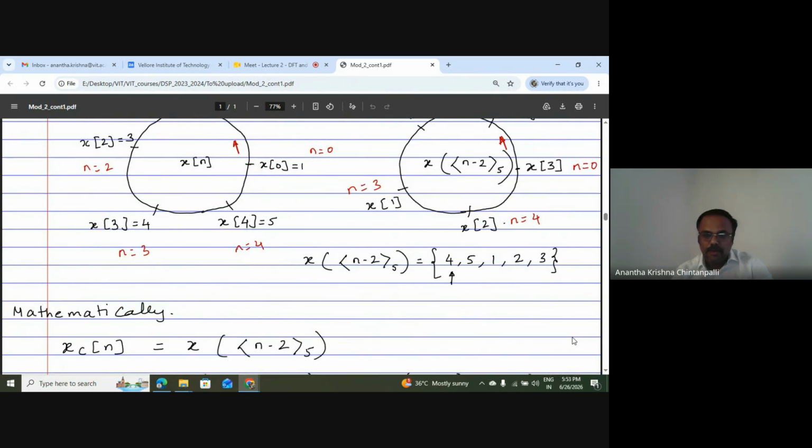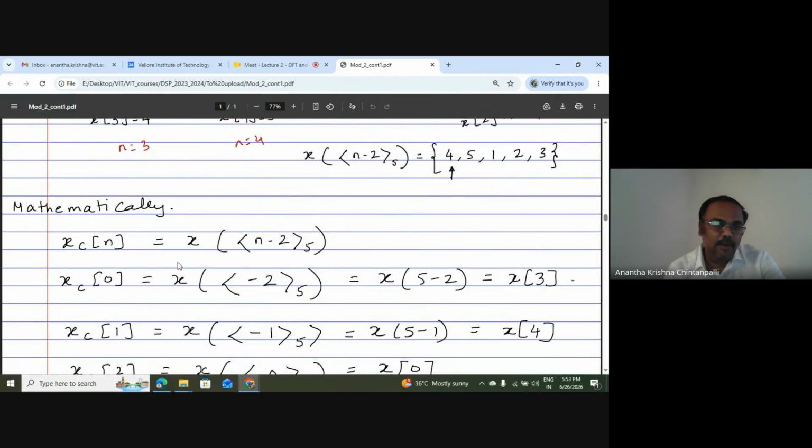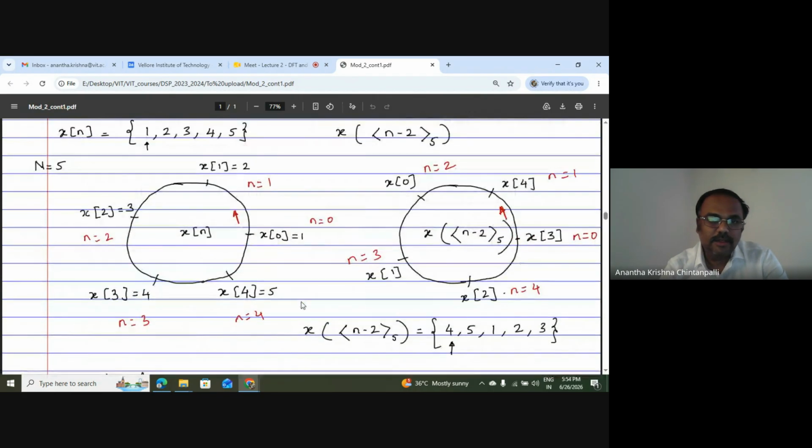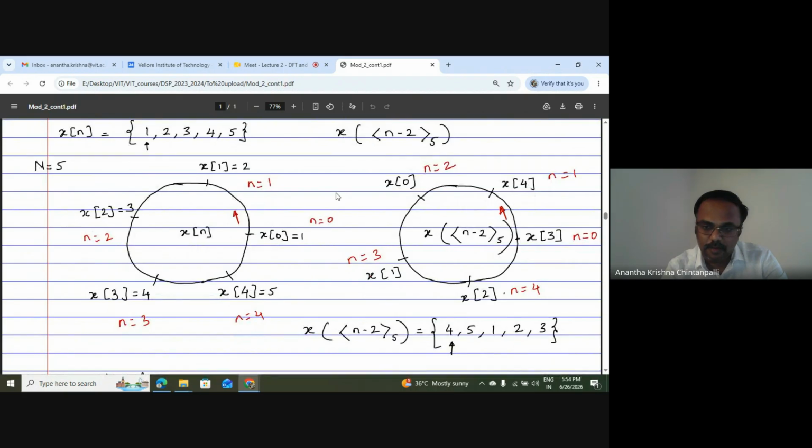Mathematically also you can do it. How do we do it mathematically? xc of n is equal to x of n minus 2 modulo 5. Now you substitute the value, n is equal to 0. xc of 0 is nothing but x of minus 2 modulo 5, which is 5 minus 2, that is x of 3. So what is your x of 3? This is 0, 1, 2, 3. X of 3 is going to be 4.